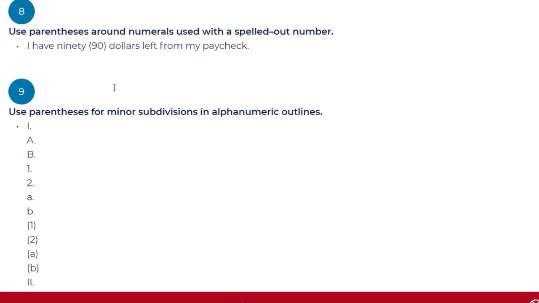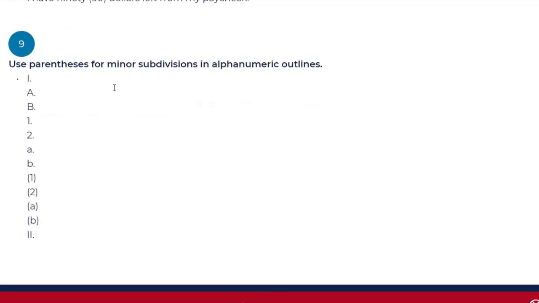Read the last one. Then it's the end of the rules. Use parentheses for minor subdivisions and alphanumeric outlines. Now see, Bilal, this is maybe about your confusion. Maybe this is what you really asked.